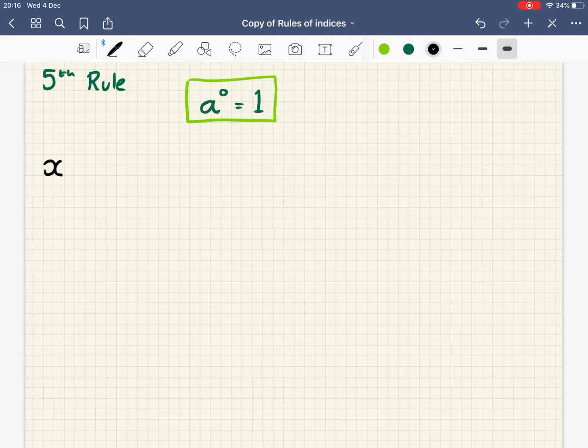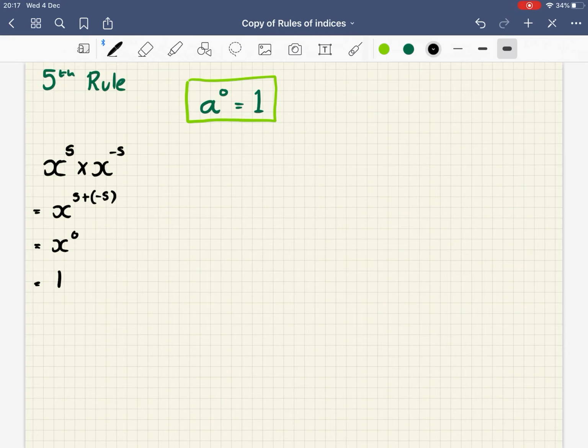So, for example, if I have x to the power of 5 times x to the power minus 5, I know I need to add those powers together. Well, 5 take away 5 is just going to be 0. So that's going to be 1.